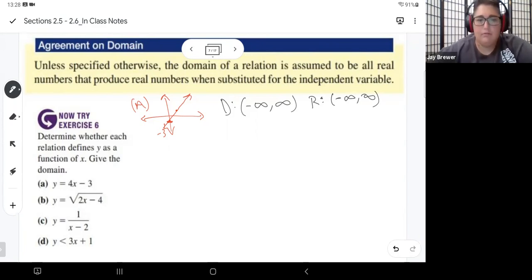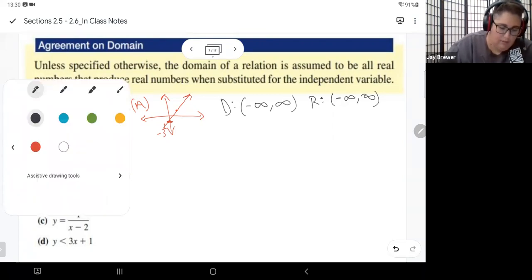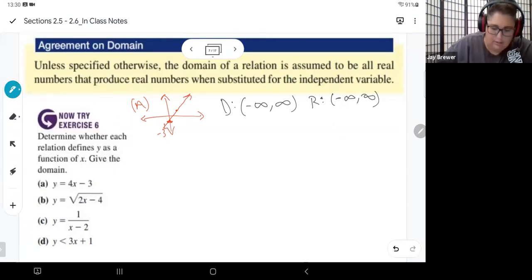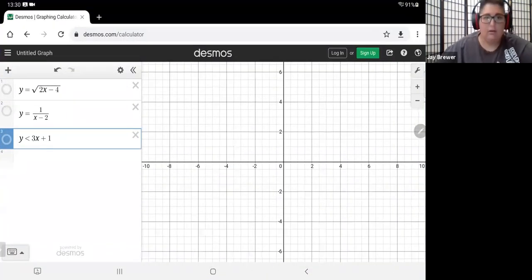What I will do is, even though I'm not going to draw out by hand the rest of them, I am going to show you what they look like in something called Desmos, which simulates a graphing calculator. I've already typed them out, but we're going to look at them one at a time.